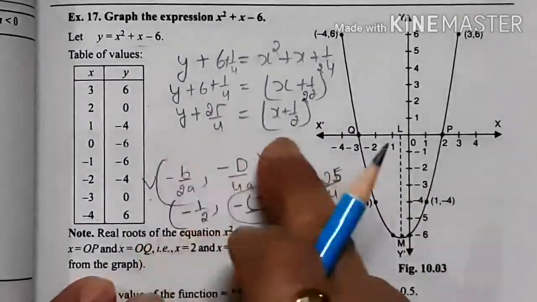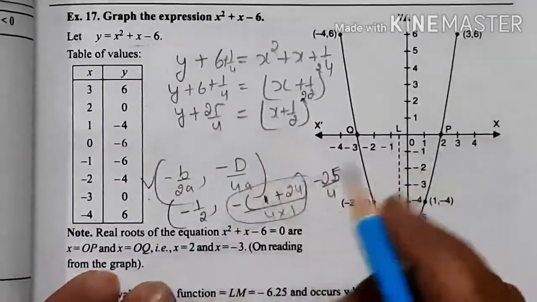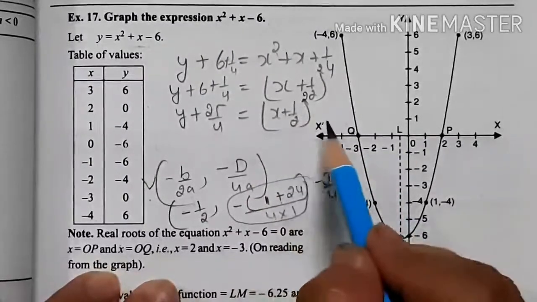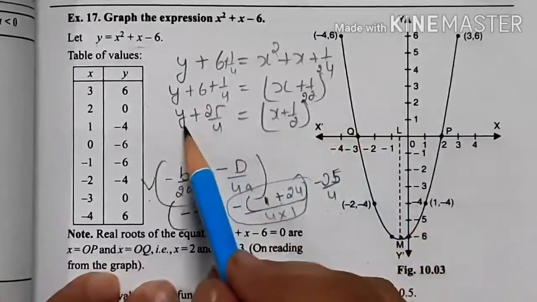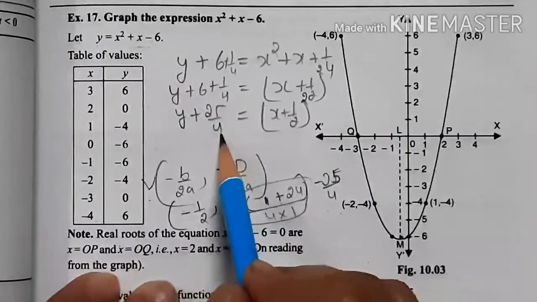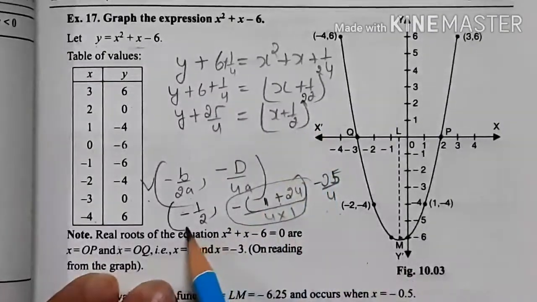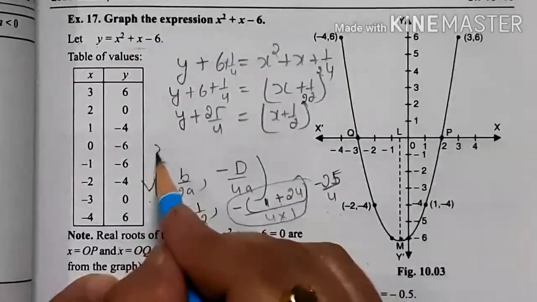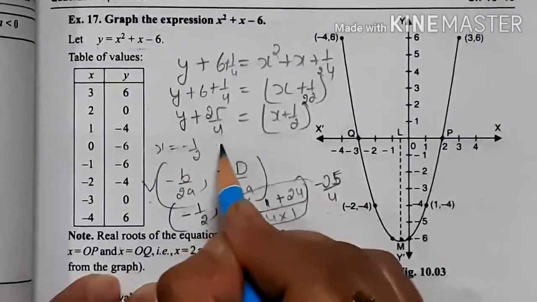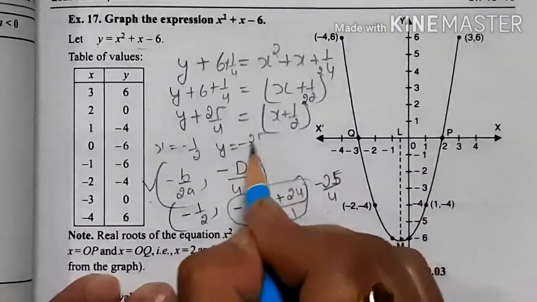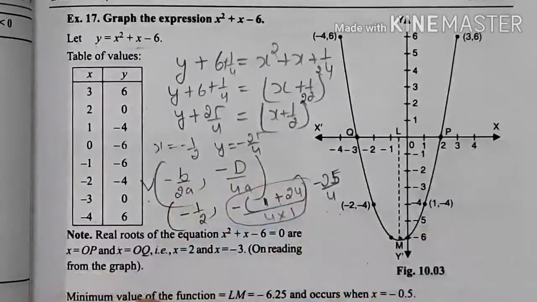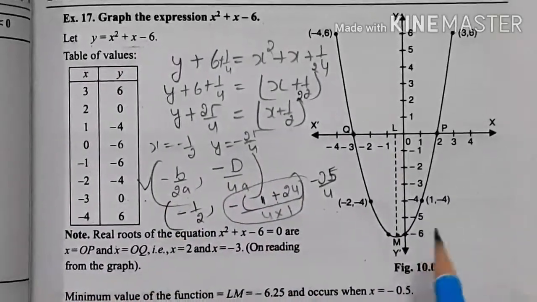So this is another method to find the vertex. First you make x plus 1 by 2 equal to 0, and y plus 25 by 4 equal to 0. You easily get the same values, x is equal to minus 1 by 2 and y is equal to minus 25 by 4. The same value you already found from the formula. So that is your vertex.